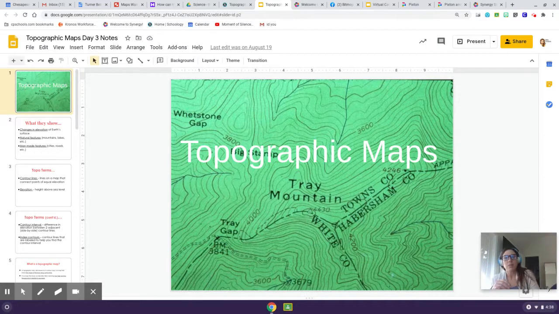So today is day 3 of our maps unit, and this begins 2 days of topographic maps. So take out your topographic maps outline to go along with the video, and you're just going to be typing in the blanks or writing in the blanks if you printed it ahead of time. And as always, feel free to pause and rewind if you need to go back and catch anything.